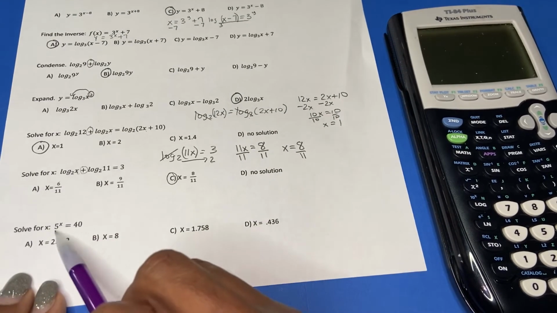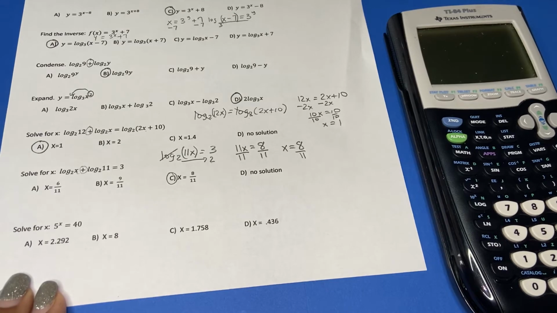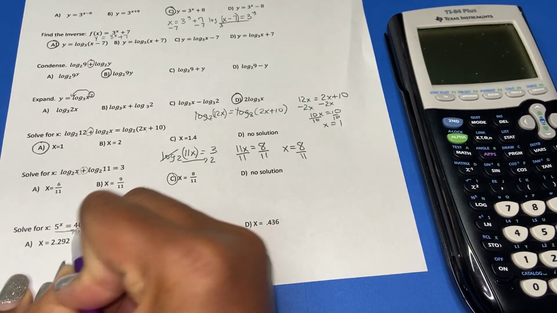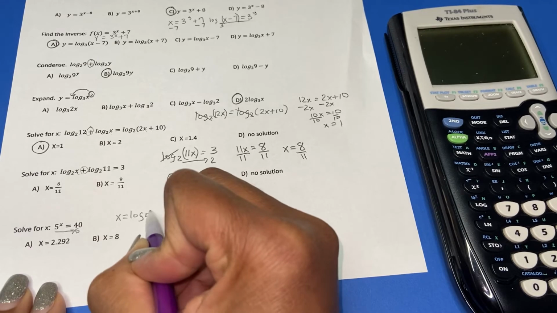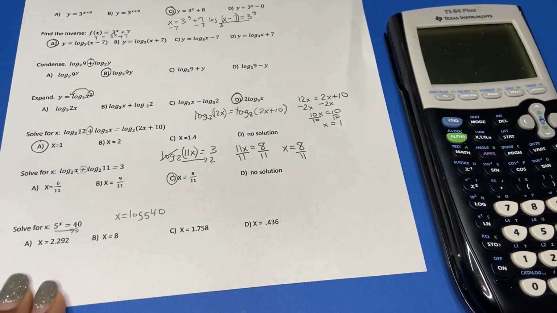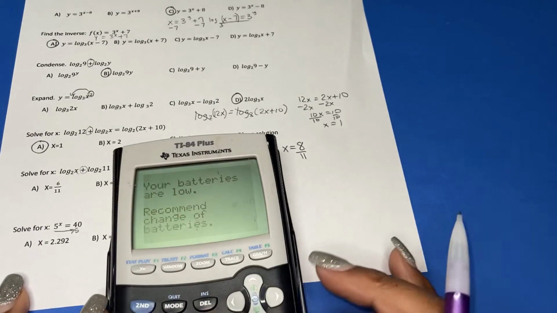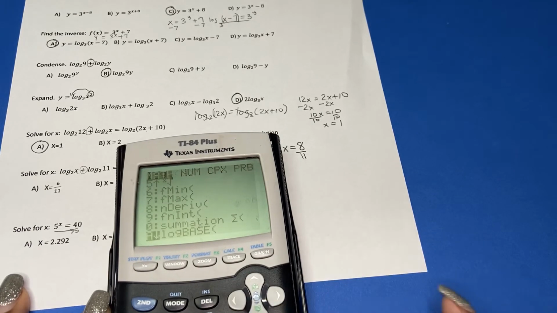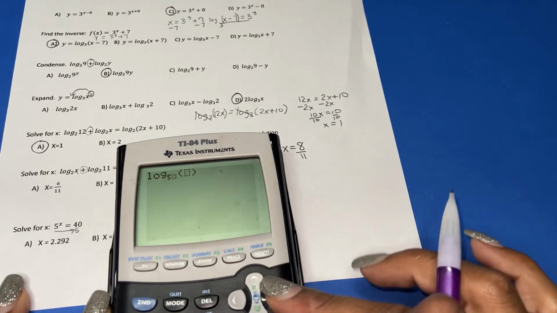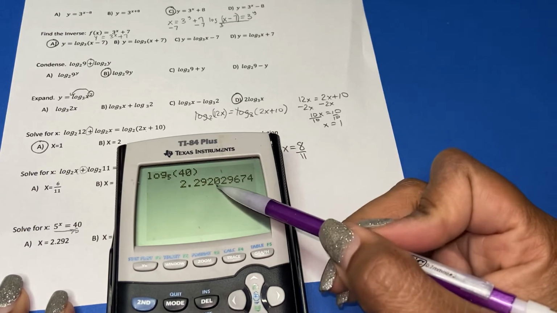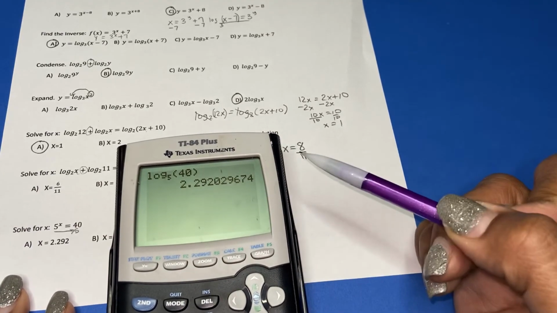And then the next question, this is already isolated. And so in order to solve for x, we're going to rewrite it into log form. So roll your base 5, pop in log, and then now we need to figure out what is log base 5 of 40. So on the calculator, go to math, scroll down to log base, and I'm going to type in 5 and 40. Rounding to the nearest thousandth, it would be 2.292.